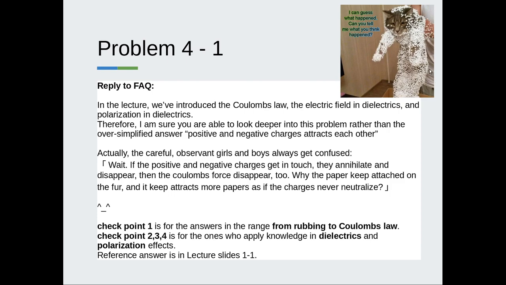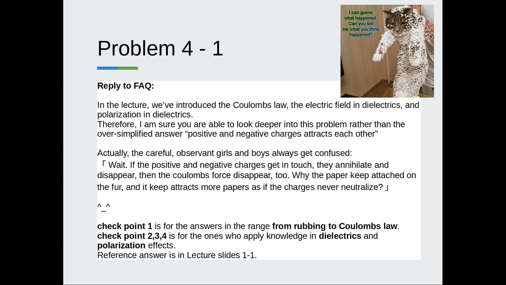So that's the reason why you can think about the polarization in dielectrics. Even if they get polarized in an external electric field, all of the charges are confined inside the dielectrics. So even if your positive and negative parts are attached, they have a boundary on the surface. So all the charges don't unite and don't annihilate.